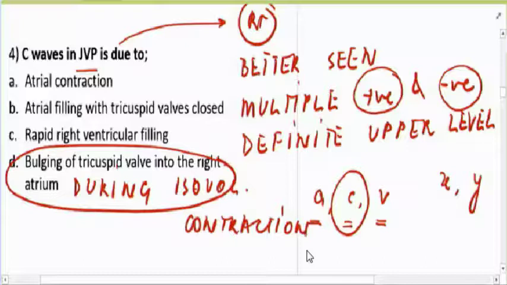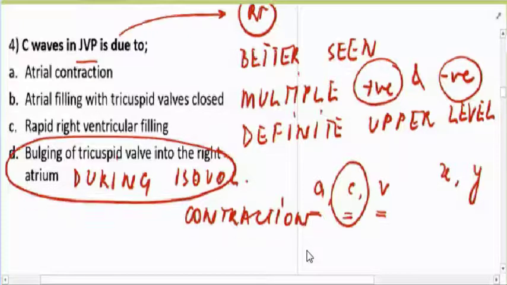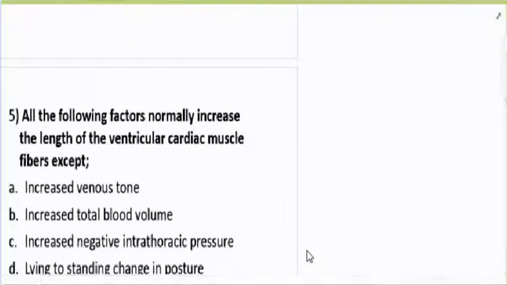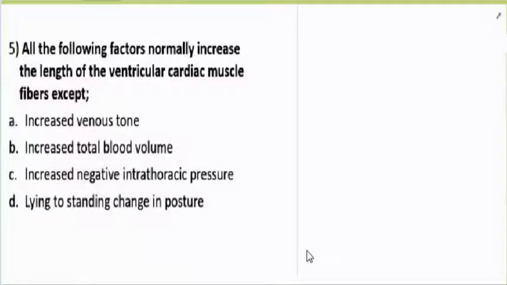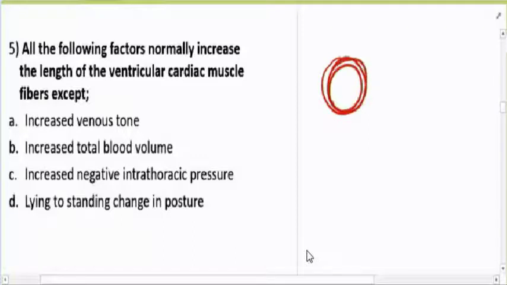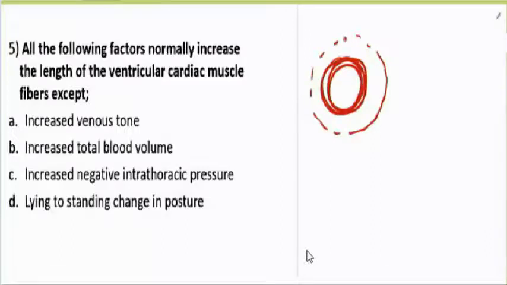During the isovolumetric contraction phase. Let's have a look at the next question. All of the following factors normally increase the length of the ventricular cardiac muscle fibers except. Now, anything which causes, please remember, the ventricular muscle fibers are circular. So anything which causes increased filling of the ventricle will increase the initial length of the ventricular muscle fibers. Now, what will cause an increase in the length of the ventricular muscle fibers?